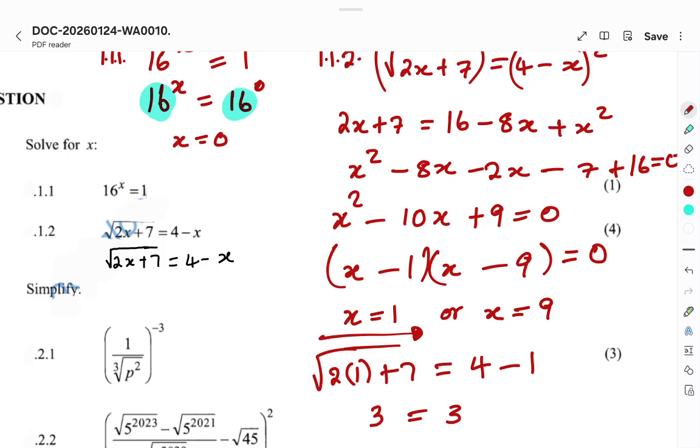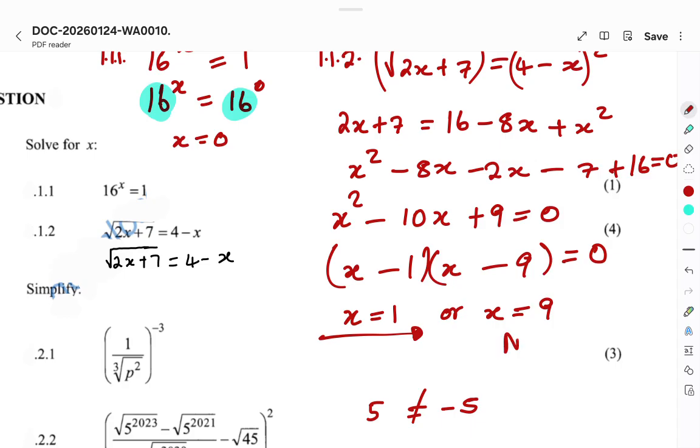So let's check the x of 9. So we're going to have 2 times 9 there, and instead of x we have the 9 there. So 2 times 9, that is 18, plus the 7, that is 25. The root of 25 is positive 5 there. Then 4 minus 9 there, it will give us negative 5. Then we see those two are not equal to each other, so we'll go back to the x of 9 and say that one is not valid.